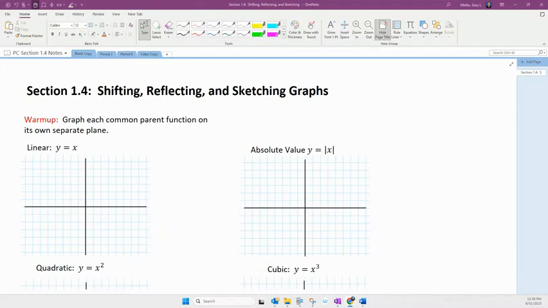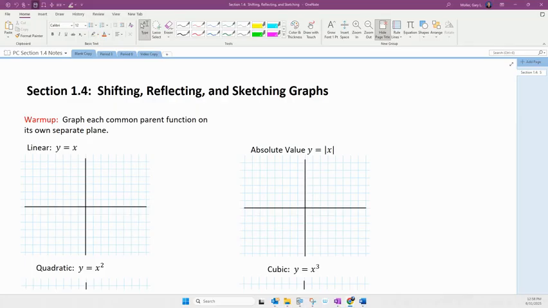All right, in today's lesson, we're going to be talking about section 1.4, and this is going to go back to shifting, reflecting, and stretching of graphs. This is something that I certainly stressed quite a bit in my Algebra 1 and Algebra 2 classes. So hopefully your teachers did as well, and you're coming with all of this very well stuck in your brain.